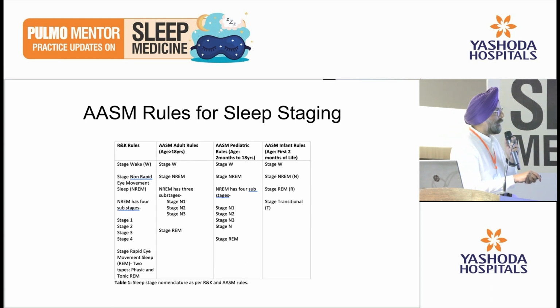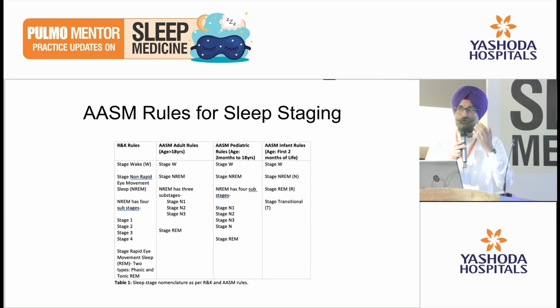In pediatric age, that is 2 months to 18 years, the stages are the same. The only thing is non-REM sleep has an additional stage called stage N. The reason for this, as I told you, is that different waveforms come at different ages of life.